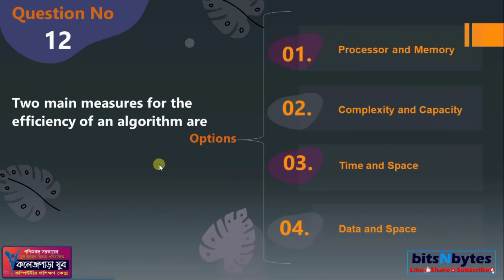Question 12. Two main measures for the efficiency of an algorithm are 1. Processor and memory. 2. Complexity and capacity. 3. Time and space. 4. Data and space. Answer: time and space.